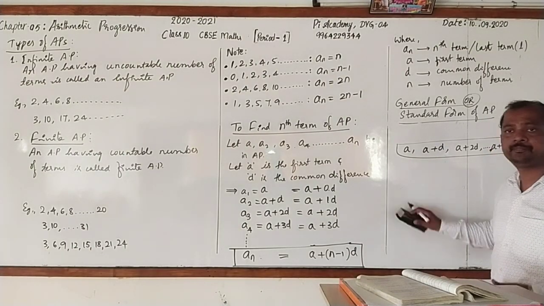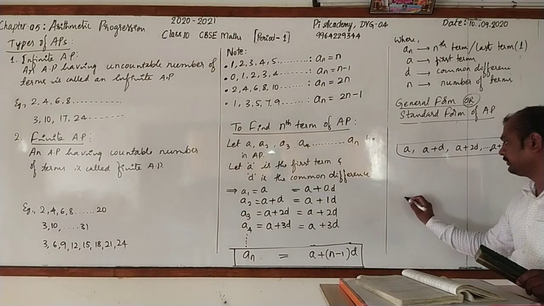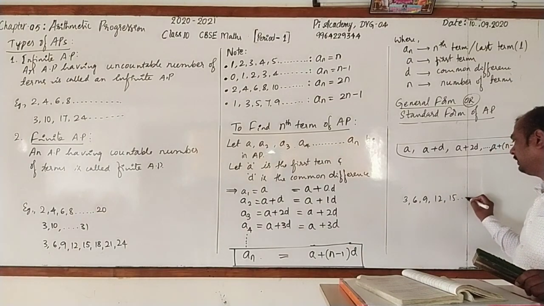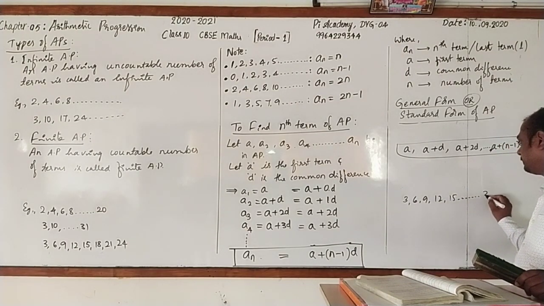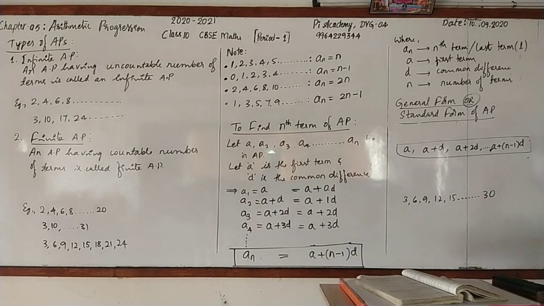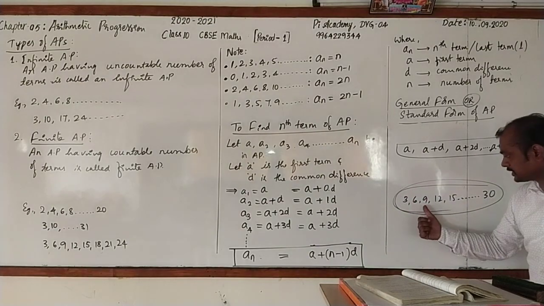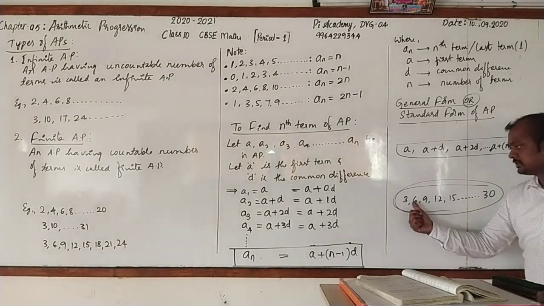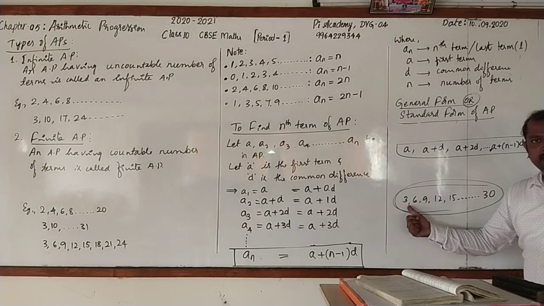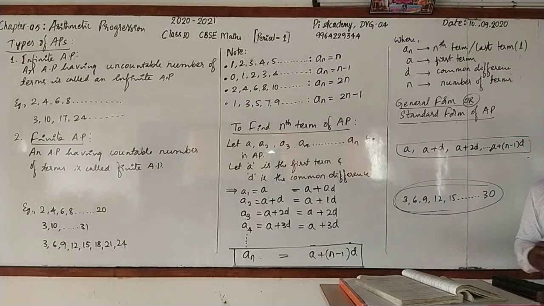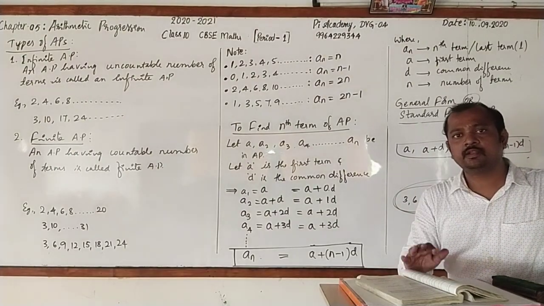Now, just observe it. Here I am writing the table of 3: 3, 6, 9, 12, 15 and so on up to 30. Dear students, is it in AP? Certainly. Why is it in AP? The reason is it has a common difference. What is that common difference? It is 3. See that? 6 minus 3, 3. 9 minus 6, 3. 12 minus 9, 3. 15 minus 12, again it is 3. It has a common difference, therefore it is in AP.